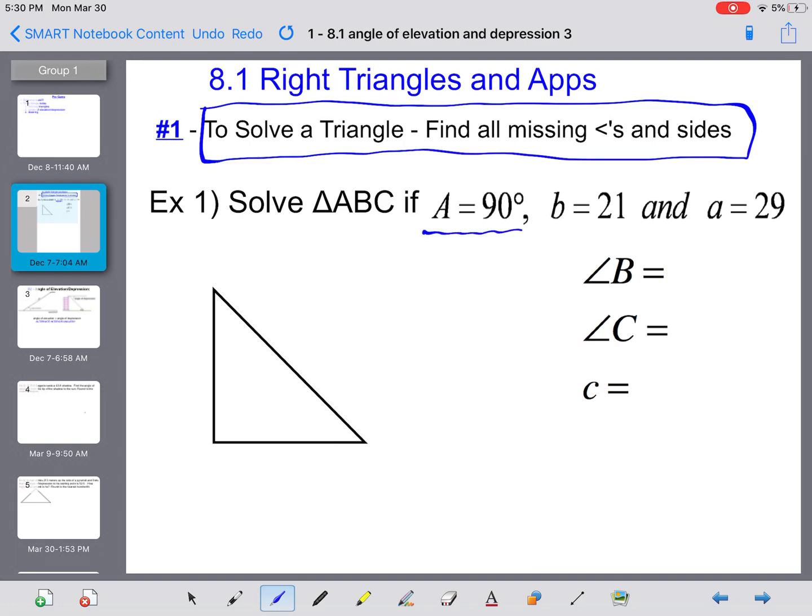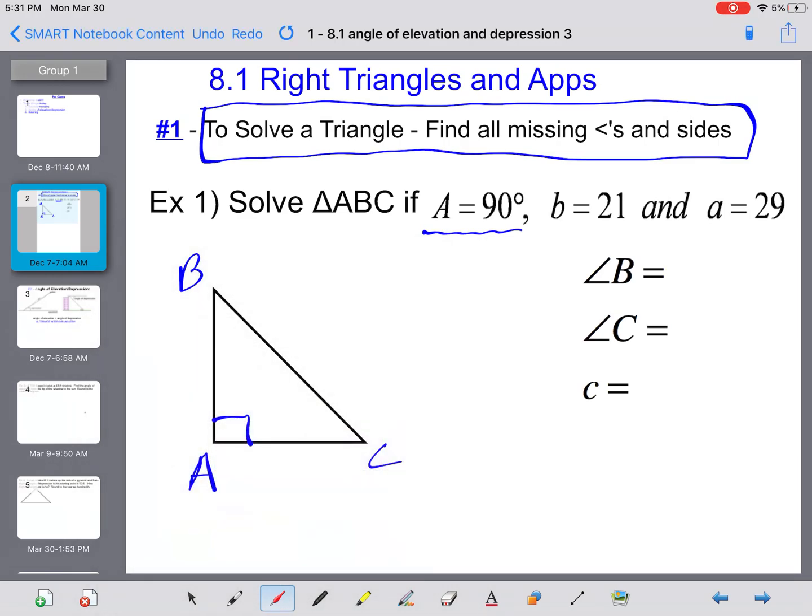Remember back to Geo, whenever we use a capital letter in these types of problems, we're talking about an angle. So I'm going to call this angle A. Looks like it's 90 degrees. The B and the C kind of doesn't matter where I put it. You could flip-flop those if you want, but let's just put B up top and C down low.